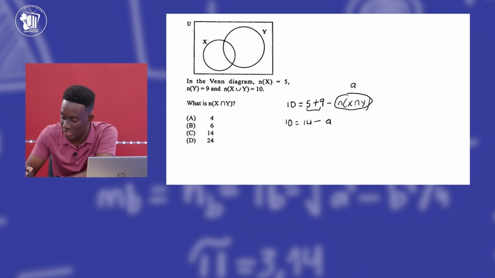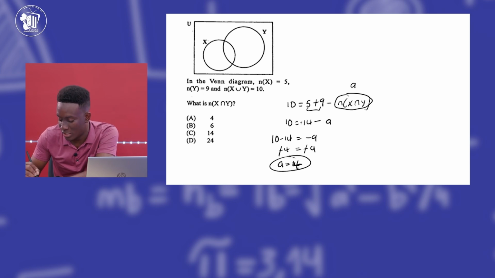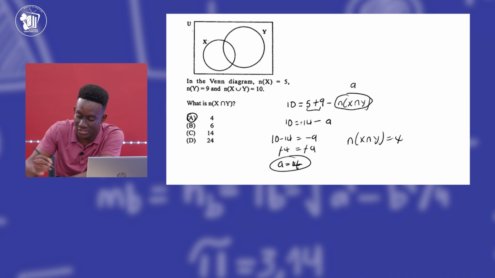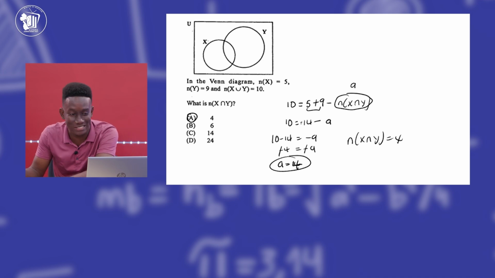So this 14 here, it's adding. So when we take it over, it will subtract. So we'll have 10 subtract 14 is equal to minus A. So 10 subtract 14 will give you negative 4 is equal to negative A. So these two negatives will cancel out. So A is equal to 4. And we know A represents the number of elements in X intersect Y, which is 4. So the answer here is A. By coincidence, it's A.